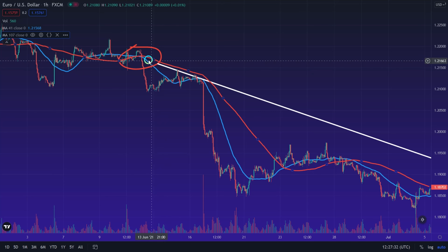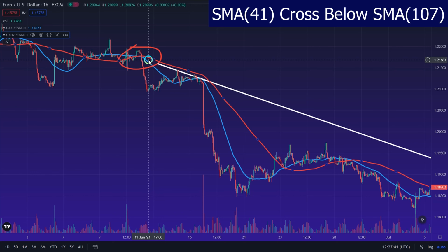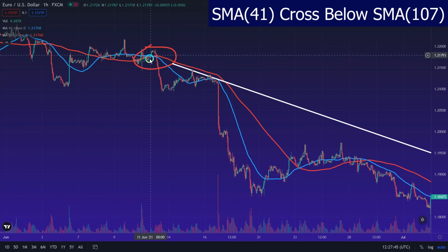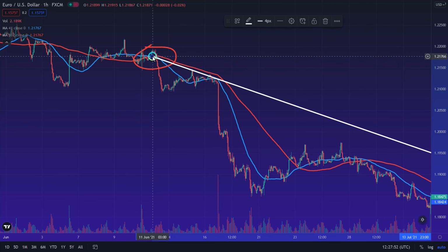Let's see the second. The second condition is that the 41 period simple moving average has to cross below the 107 simple moving average. And as you see, it just happened right here. So here we could actually take that trade, and so it is our entry.